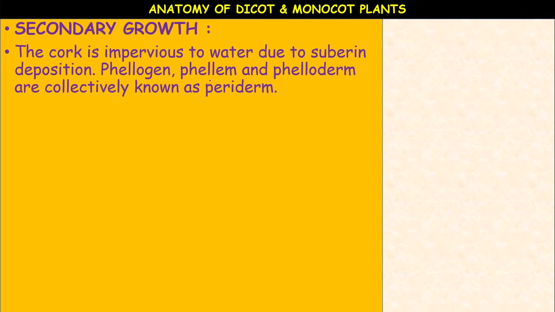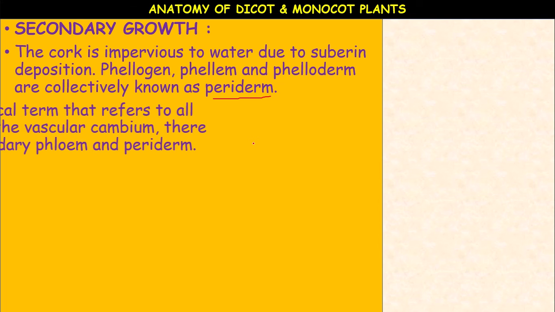Phellogen, phellem and phelloderm are collectively known as periderm. Okay. So, what does periderm mean? The cork cambium produces phellem, which is also called cork cells, on the outer side and phelloderm on the inner side. Phellem, phellogen and phelloderm together constitute the periderm.